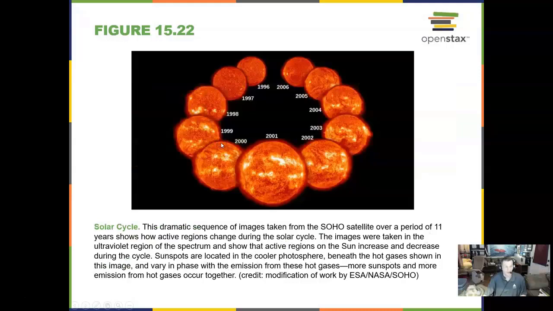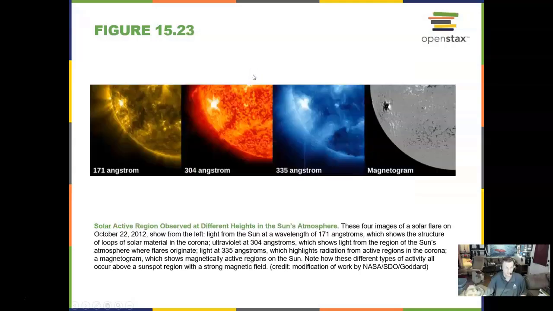Again, the solar cycle is about 11 years, and we can see here the Sun being not active in 1996, getting active by 2001, and then quieting down by 2006 again, and the cycle repeats. We can look at different wavelengths of the Sun with our telescopes, and different wavelengths reveal different amounts of energy and interaction.